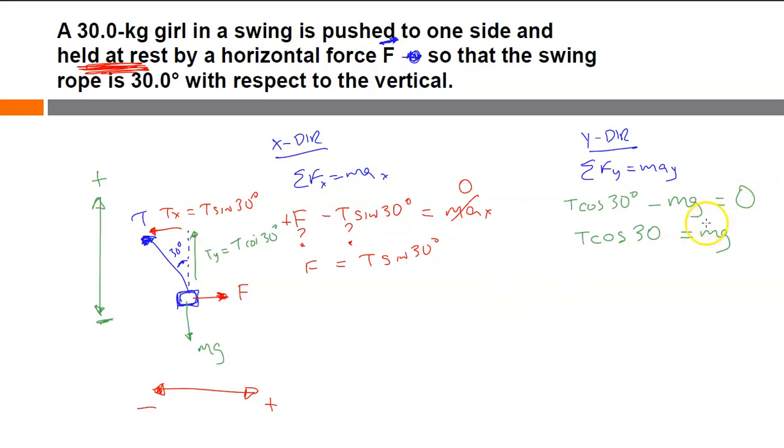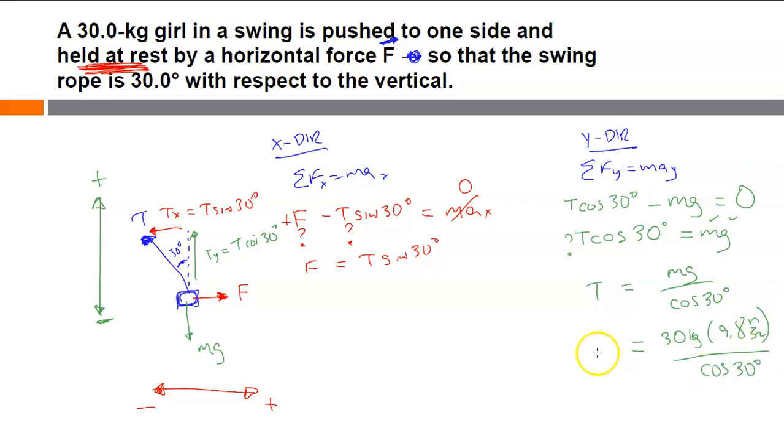I know the mass. I know g. I know the cosine of 30 degrees. The only thing I don't know here is T. I could solve this one for T. T is going to be equal to mg divided by the cosine of 30 degrees. And again, I have all those numbers. There's 30 kilograms times 9.8 meters per second squared divided by the cosine of 30 degrees. That's going to be equal to T. And then see how I could bring that over here and put it in on this side. So this will work out fine.